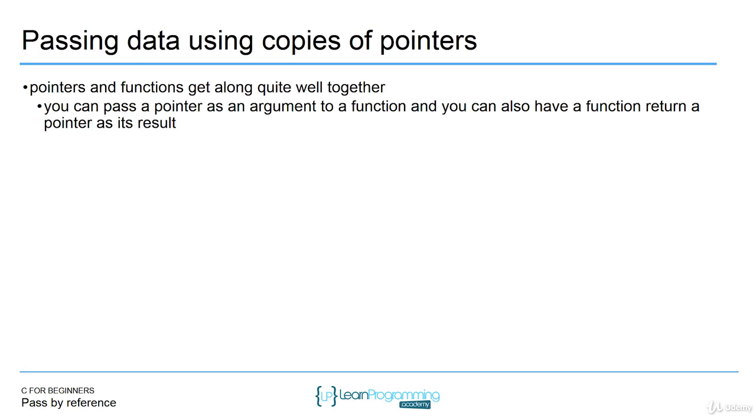Now how about if we employ this same technique, pass by value, but we copy pointers? What do you think is going to happen? So pointers and functions get along quite well together. You can pass a pointer as an argument to a function, and you can also have a function return a pointer as its result. And we're going to show how to do that as well.